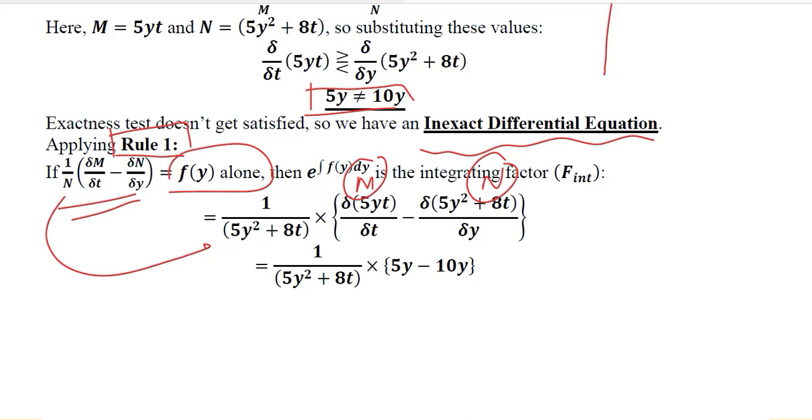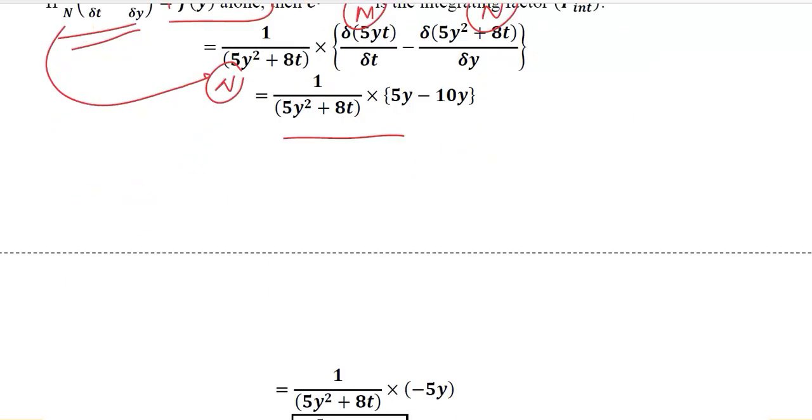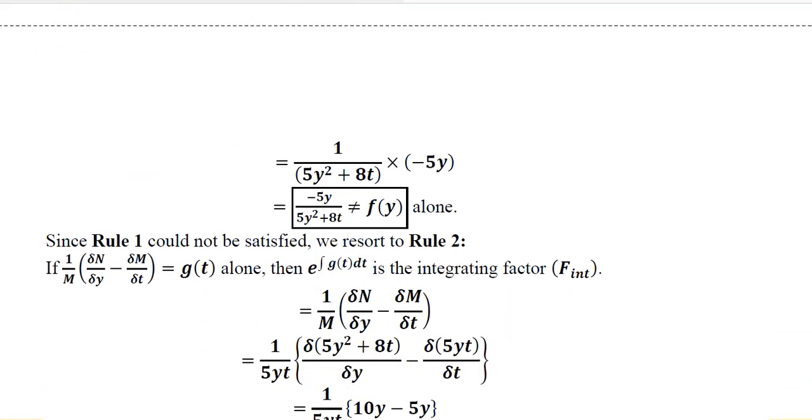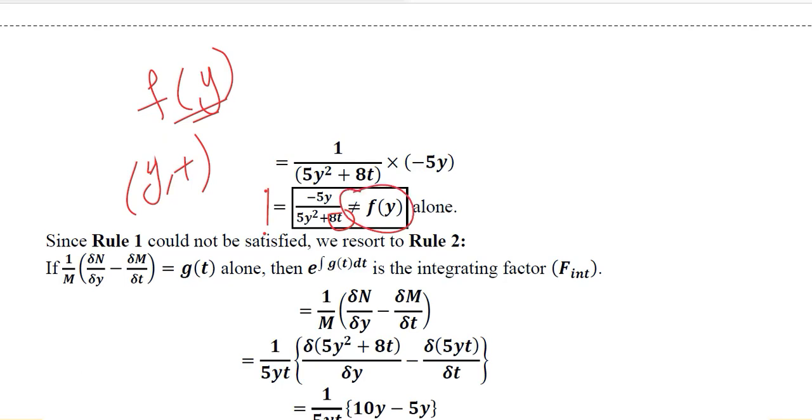So after putting all of these values, I found that this is the result, which can be further written like this. So if I focus on this result, it is containing y as well as t. So this is not the desired situation. From rule 1, I expected that it will be only in terms of y. Since we have a t in this answer, it's not in terms of y only. Therefore, rule 1 is not satisfied, and we are going to use rule 2.